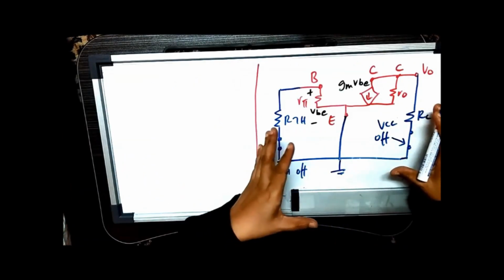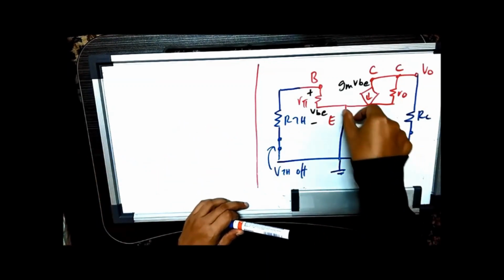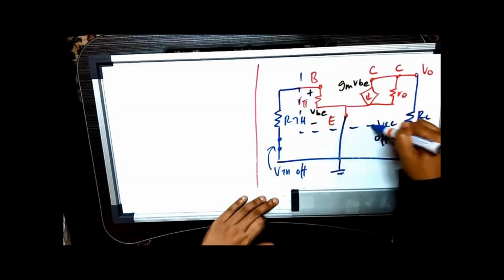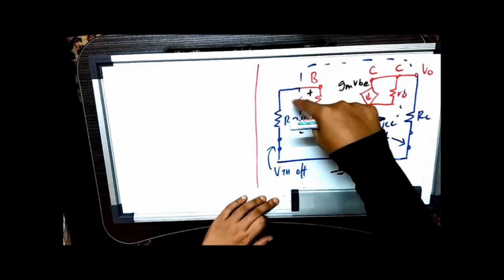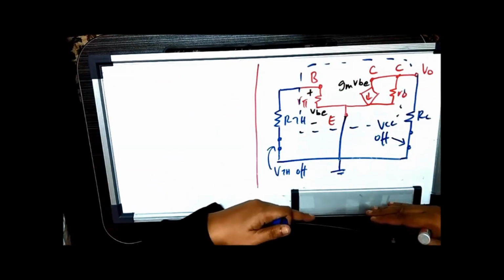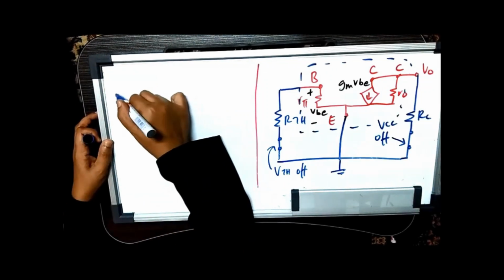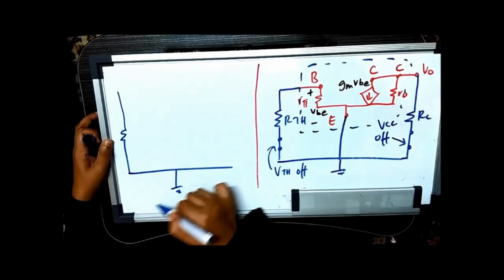I'm going to transform this circuit into a more simplified looking circuit because your emitter is directly connected to ground. So I can drag this red portion of your circuit to ground as well, so that it is easy for you to do your analysis, right? So let's start with RTH. Okay, so all these are ground.